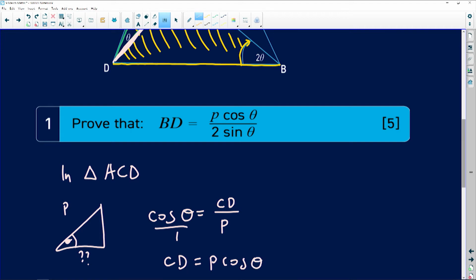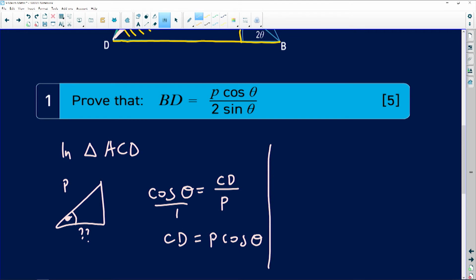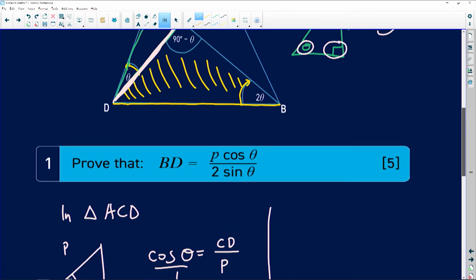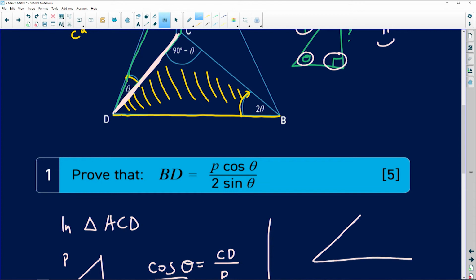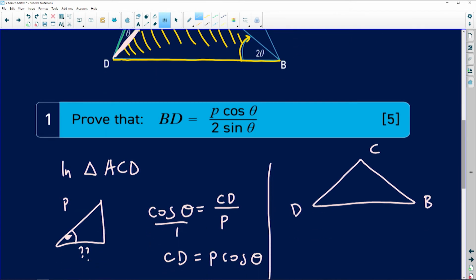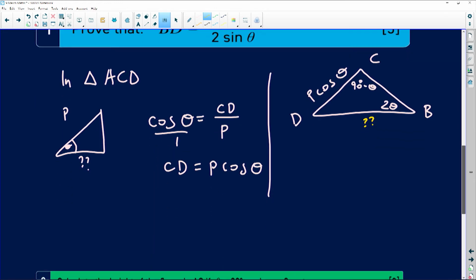Right, now I found the length of that side, which is good news, because now when I go to the bottom triangle that the examiner is interested in, the one that you guys are looking at now, with C here, D here, and B there, I know for a fact that the length of the side CD is P cos theta. So this is P multiplied by the cosine of theta. I have 2 theta here, and I was told that this angle is 90 degrees minus theta. So I have enough information now because I've got 3 things that I can start using to figure out the length of BD. So I'm going to use now in that triangle the cosine rule.